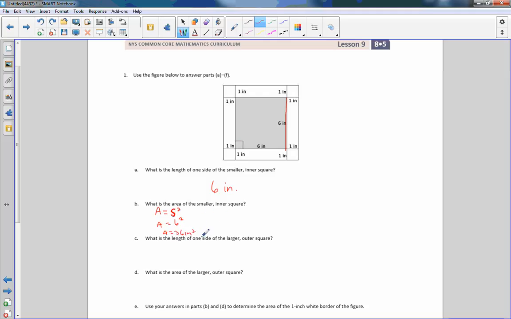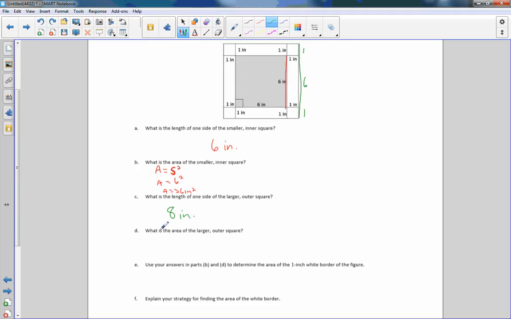Then it says, what is the length of one side of the larger outer square? Well, that is this here. So there's 1 inch. This piece here is 6 inches, and then another inch. So this is 1 plus 6 plus 1, which is 8 inches. And it says, what is the area of the larger outer square? Well, the area of a square, again, write the formula. Area equals S squared. So the area equals 8 squared inches. So the area equals 64 inches squared.